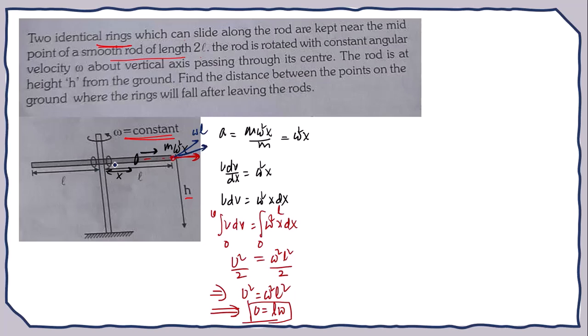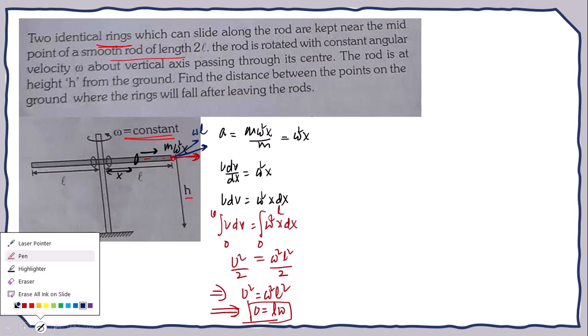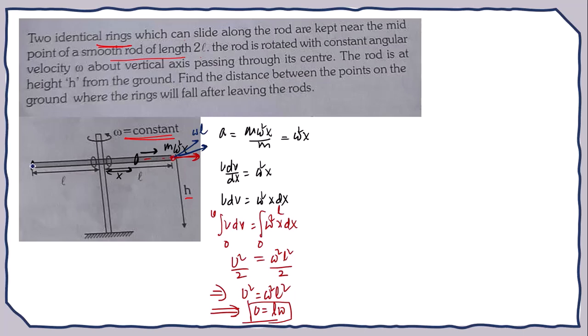Similarly, once the other ring is ejecting out from this system, it has a velocity in this direction, which is equal to L omega. But since the rod is rotating, it will get another omega into L in this direction. So the resultant gives this direction velocity. So ultimately both are moving in opposite directions at an angle of 45 degrees. So it will follow a projectile path in this direction, and the other will follow a projectile path in the other direction. So you are asked to calculate the distance between them.